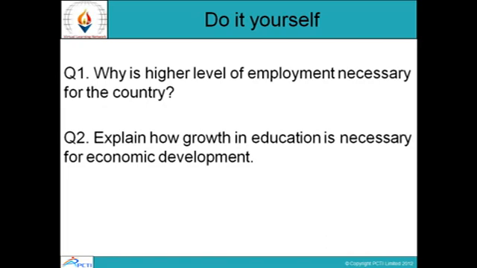Now, there are some questions on the basis of this session. First, why is a higher level of employment necessary for the country? Second, explain how growth in education is necessary for economic development. That's it for this session.